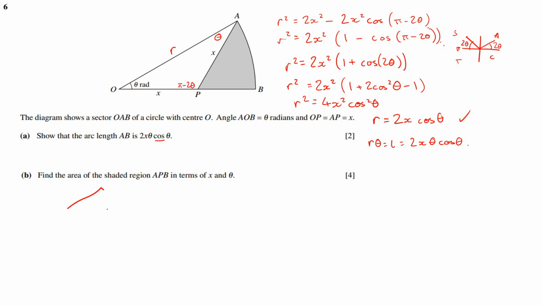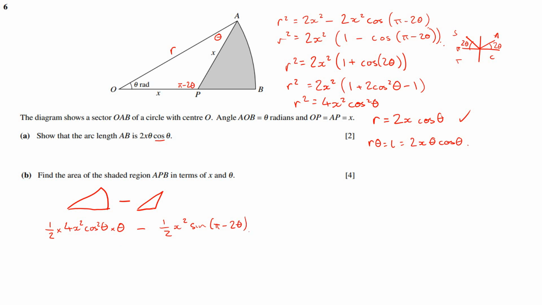Next, find the shaded region. That will be the sector, subtract the triangle. Okay, well this would be 1/2 r squared theta, 1/2 times by r squared, which would be 4x squared cos squared theta times by theta, half r squared theta. Remember this is r, so I just squared every part, half r squared theta. Subtract half ab sine c, we're using this one, half of x times x squared, sine of pi subtract 2 theta.